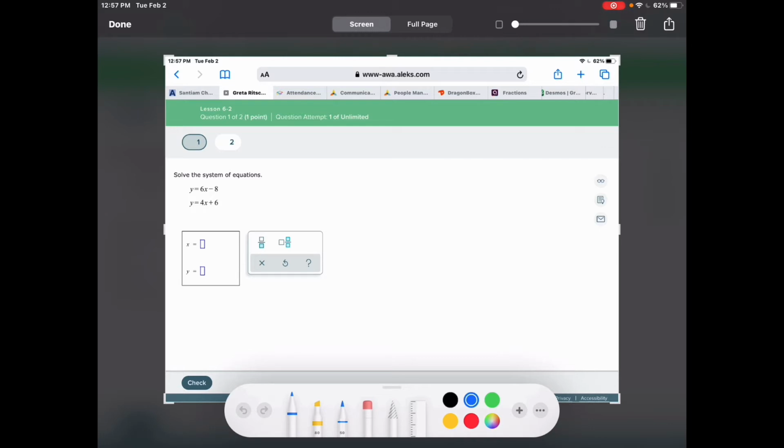In this first problem here, I have y equals 6x minus 8 and y equals 4x plus 6. In fact, both equations are solved for y, so that's awesome. I know that y equals 6x minus 8. I also know that y equals 4x plus 6. So we can think about taking this value that we know is the same as y and plugging it into the other equation for y. And so what I'm going to end up with is 6x minus 8 equals 4x plus 6.